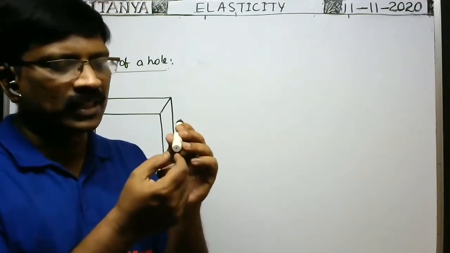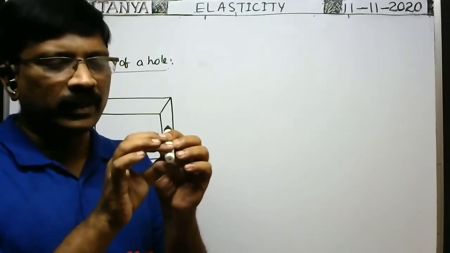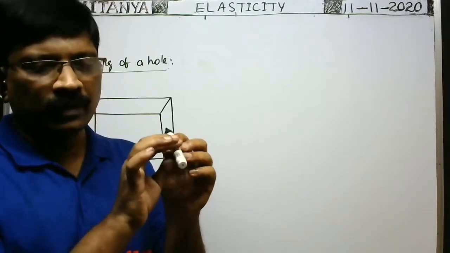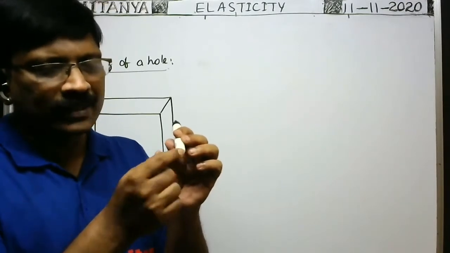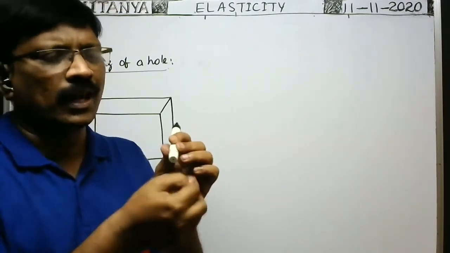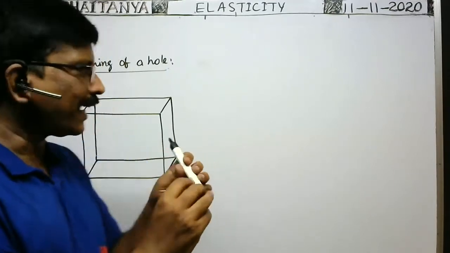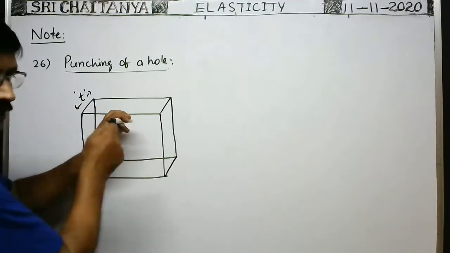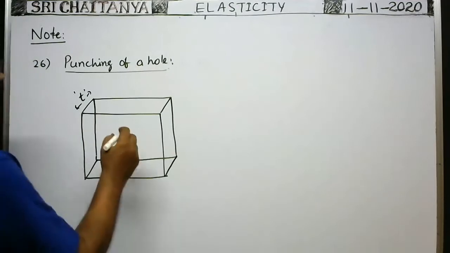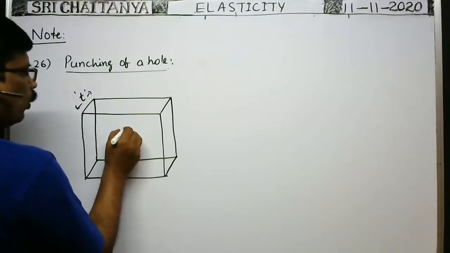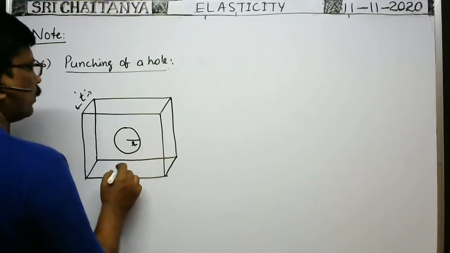So in case of punching the hole, we will take the instrument in the form of a rod. At the edge it is depressed so that the edge is very sharp and rigid. That type of rod is kept over the metal plate and hammered like this. Then a hole is punched. Suppose here a hole of radius small r is punched.